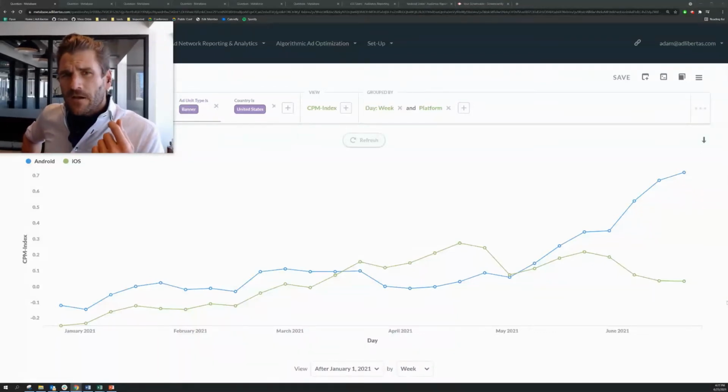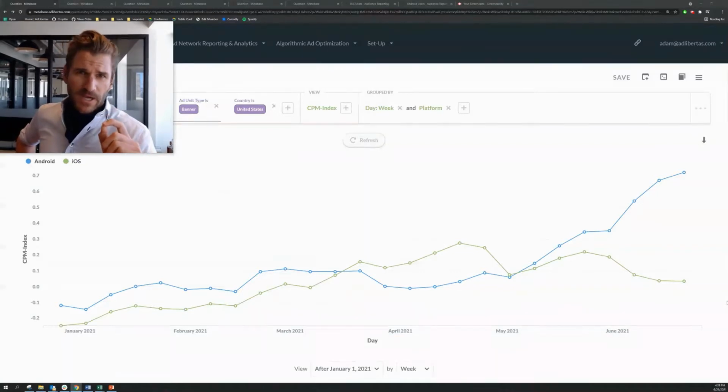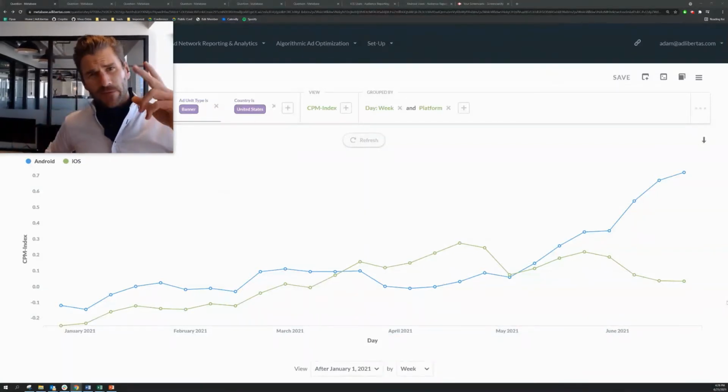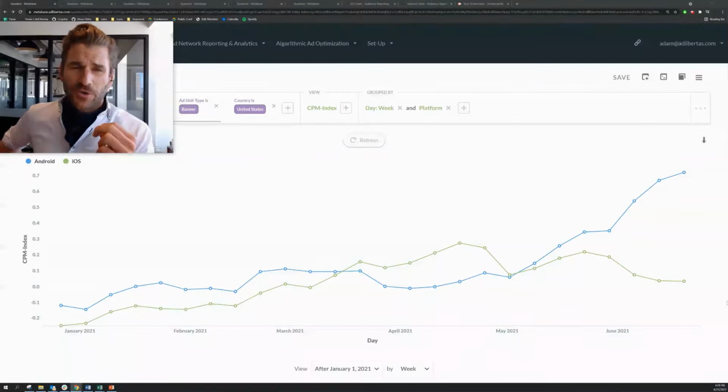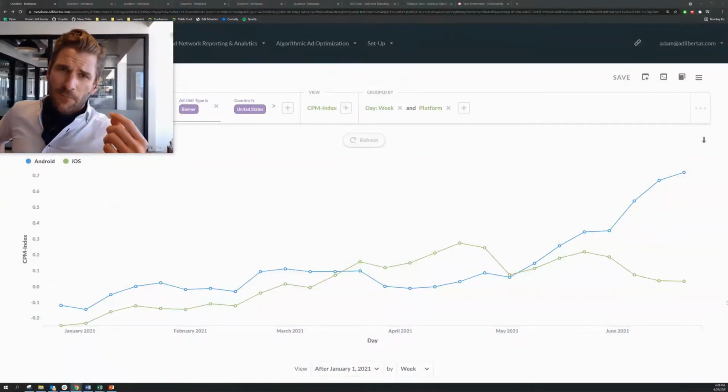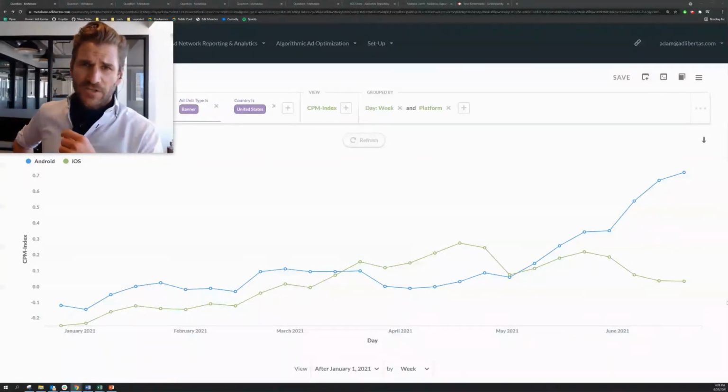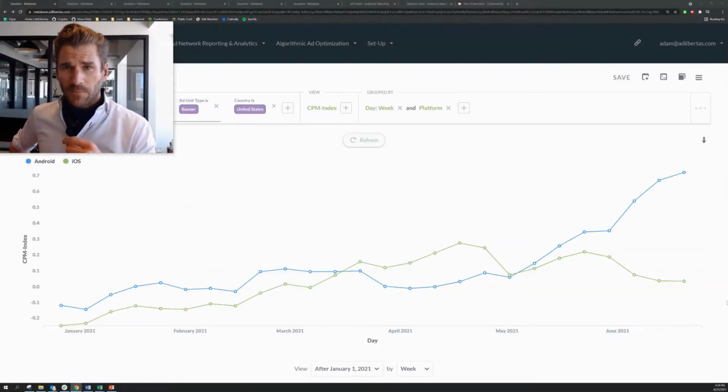Hi, in the efforts of speed to market, I'm going to release our latest blog post as a video segment where I walk through the CPM changes we're tracking here at AdLibertas on the different platforms, iOS versus Android, to kind of show you the impact of iOS 14.5 and how that's changing the advertising market for our publishers.